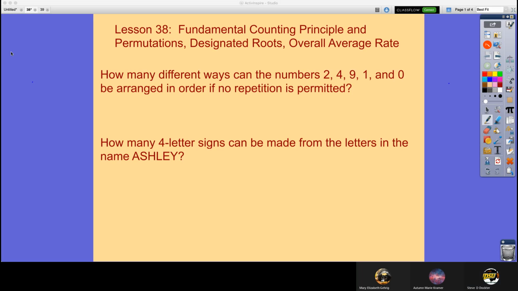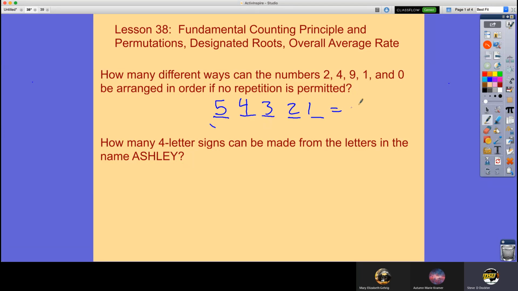I wouldn't even use the formula for. All right, for this, we've got how many different ways can the numbers 2, 4, 9, 1, and 0 be arranged in any order if no repetition is permitted? Well, we've got 5 numbers there. I would make 5 blanks here. How many numbers can go on the first spot? 5. How many can go on the next spot if no repetition is permitted? 4. 3. What is this better known as? 5 factorial.